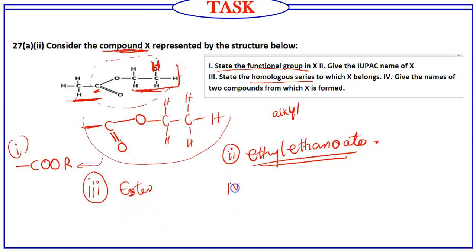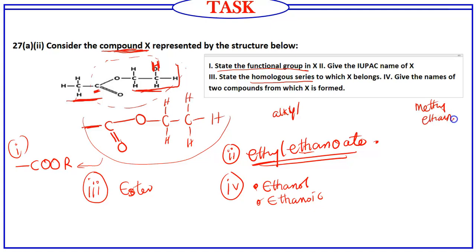Let me come to IV. So the alcohol that formed this is ethanol. It has two carbons. Short from the name, you will know. Ethyl is coming from the ethanol that formed it. Then the carboxylic part is ethanoic acid. So it's straight to the point. Ethanoic acid.